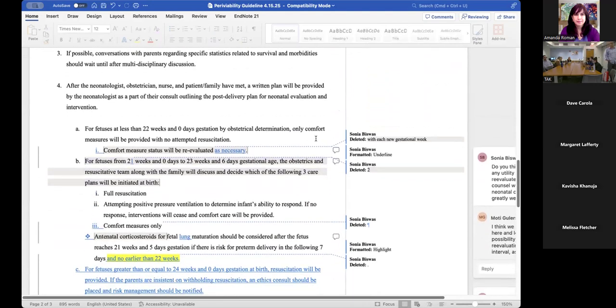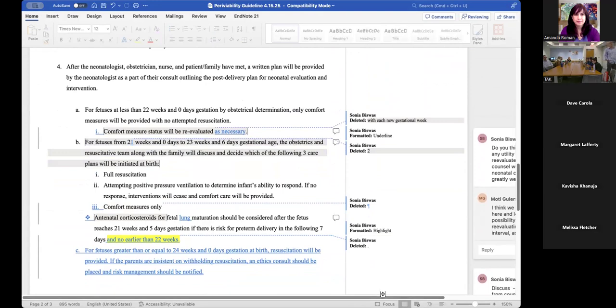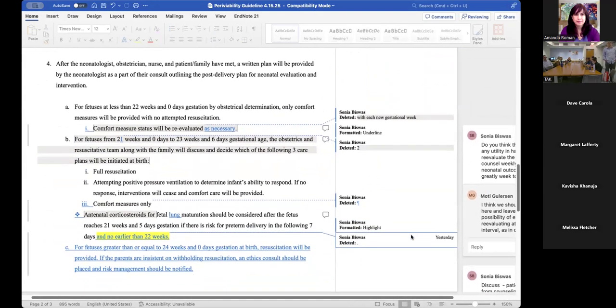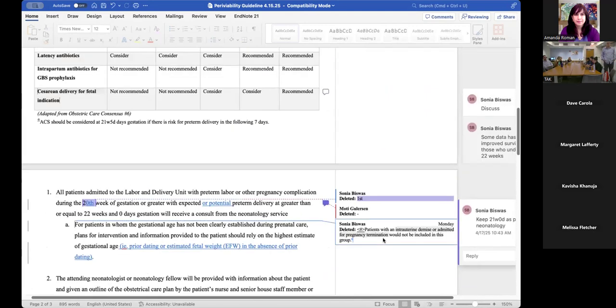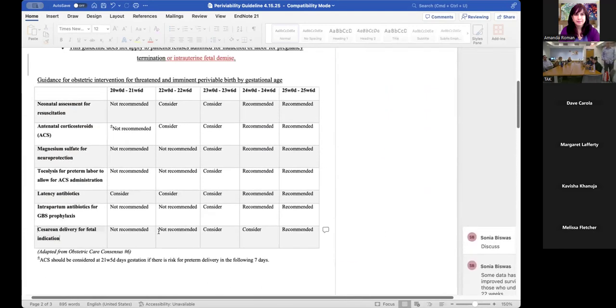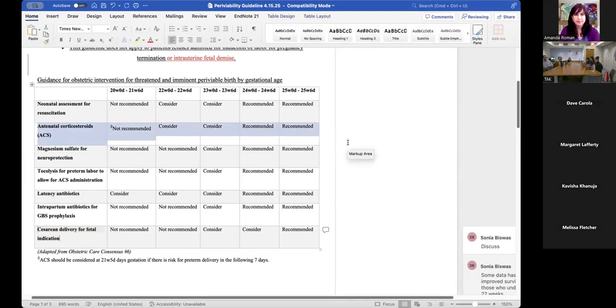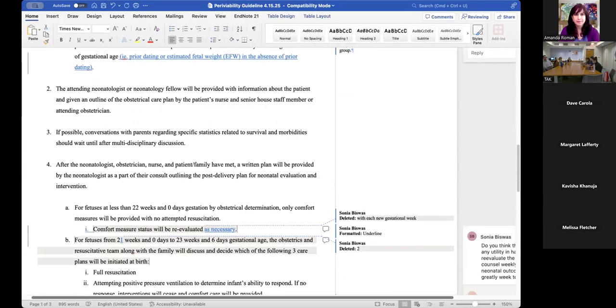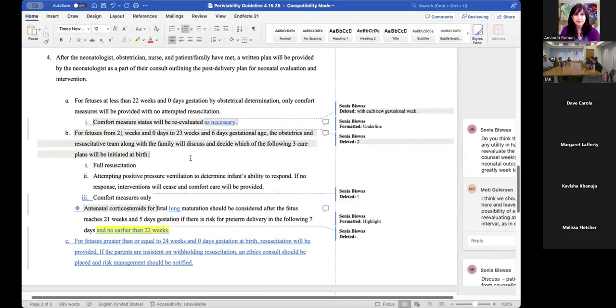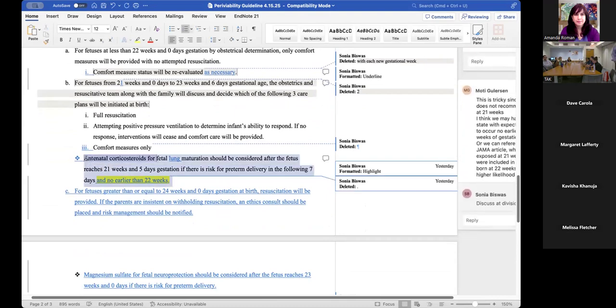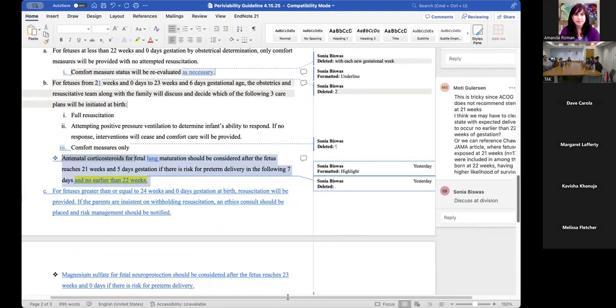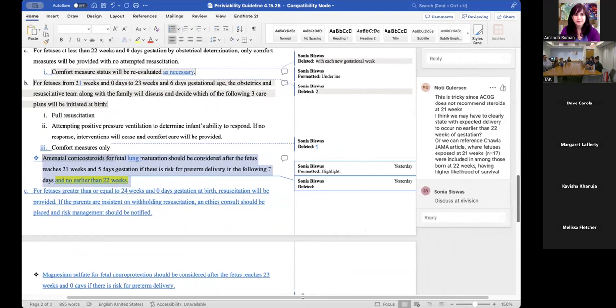Let's see. So let's go down to this line where we talk about steroids. Going back up to this table, I know that antenatal steroids can be considered at 22 weeks based on ACOG and SMFM guidelines. I know at our institution in the past, we have offered steroids at 21 weeks and 5 days. And I wanted to see if that's something that we would like to keep in these guidelines.